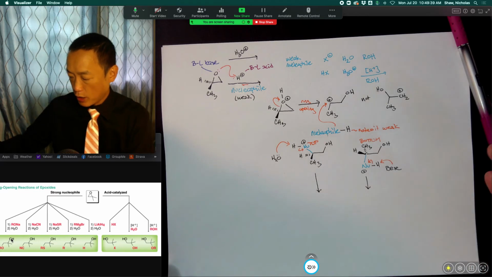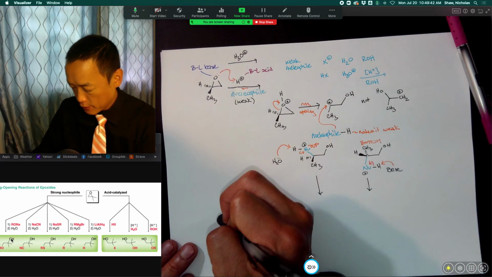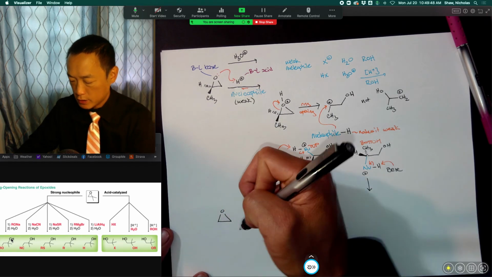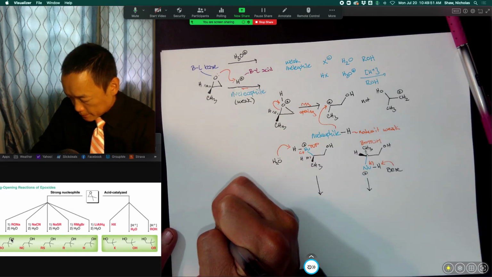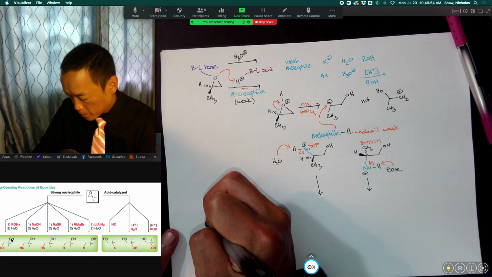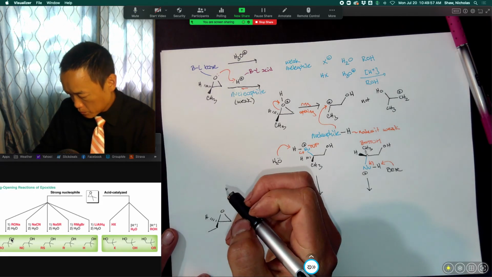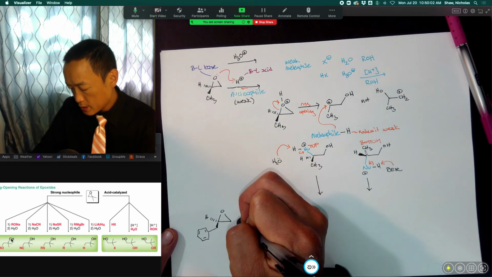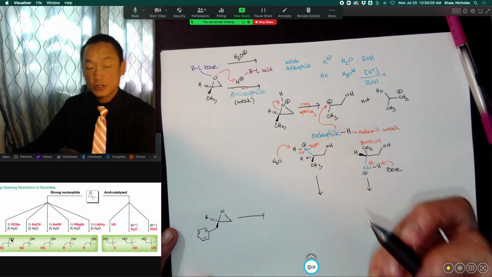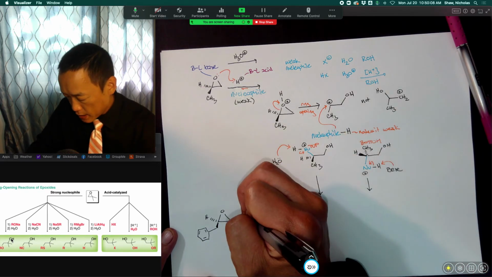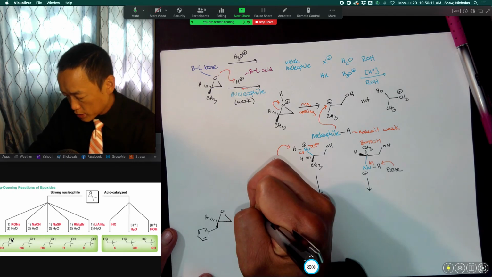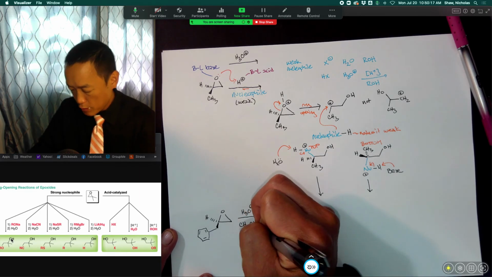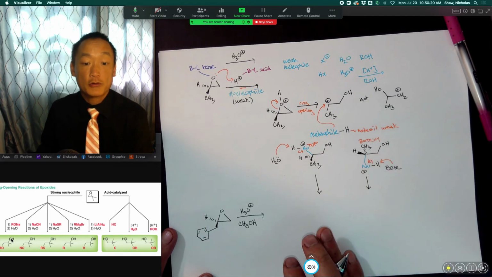One last thing that I want to show you then is just an example of this all in place. And then we will call it a day because my handwriting is deteriorating faster than I thought it would today. Let's take a look at reacting this epoxide under acidic conditions first. So we will be reacting this in the presence of H3O+ and then in the presence of methanol. And we will be taking a look at the products that could be generated from this reaction.